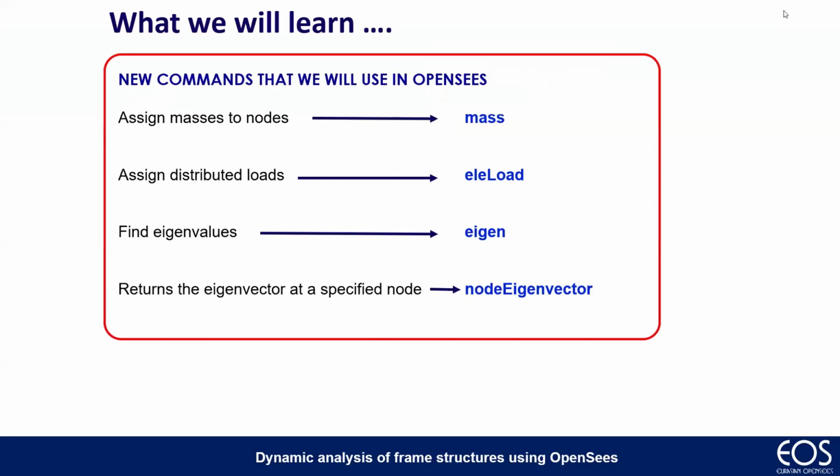Okay, how to do this in Opensees? What do we need? We need something for creating and assigning masses. I'll show you very briefly how to define element loads. Before, you only saw how to declare node loads, okay? And then how to perform eigenvalue and eigenvector analysis and how to take the results, okay?